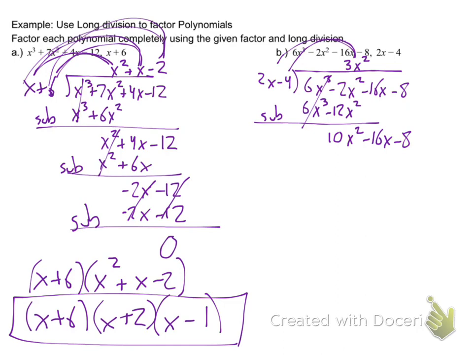And let's do it again. How do I make a 2x a 10x squared? A 5x. So I get 10x squared. Multiply it by negative 4, that's a negative 20x. So therefore, subtract those, they are gone. What's negative 16 minus a negative 20? It's 4x minus 8.